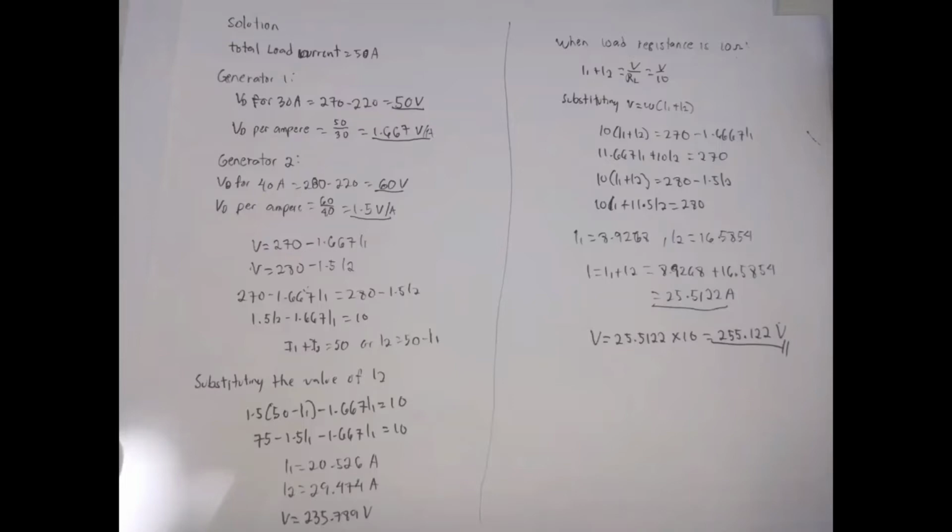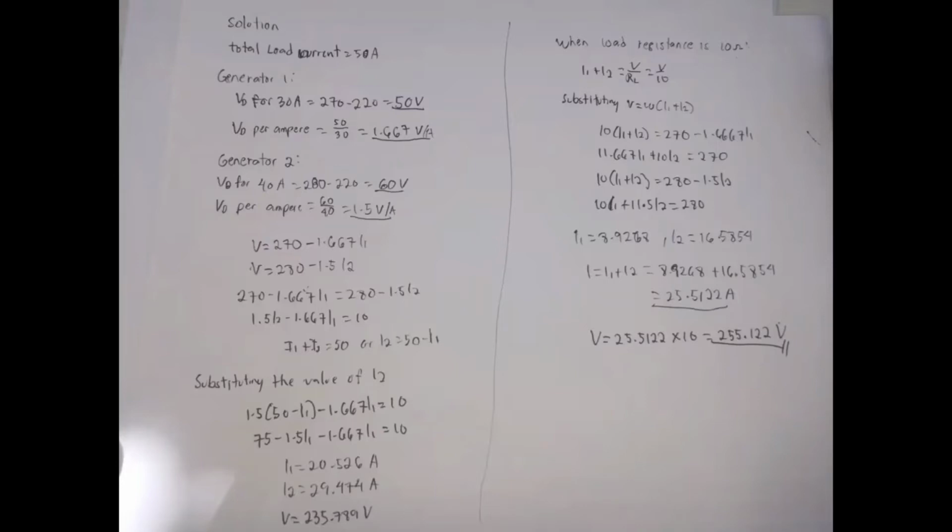So 1.5 times 50 minus I1, minus 1.67 I1 is equal to 10. So 75 minus 1.5 I1 minus 1.67 I1 is equal to 10. So I1 is 20.526 ampere. Then I2 is 29.474 ampere. Then the voltage is 235.789 volts.